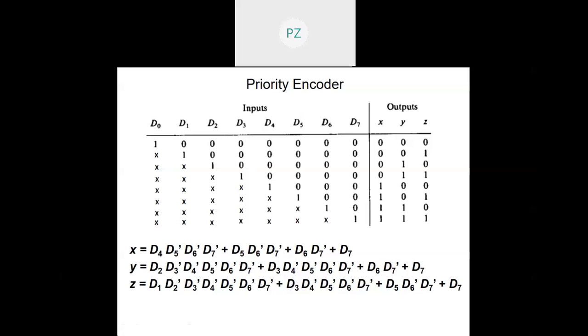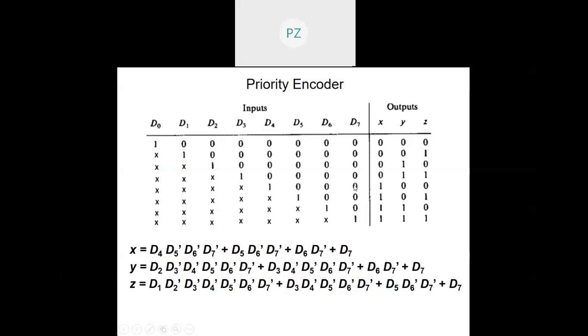Right? Also, you can have your own priority. Suppose somebody wants to keep a priority this way: D7 is the least priority and D0 is the highest priority, right? So you design the table accordingly. Okay. Once you have understood this, you can design.